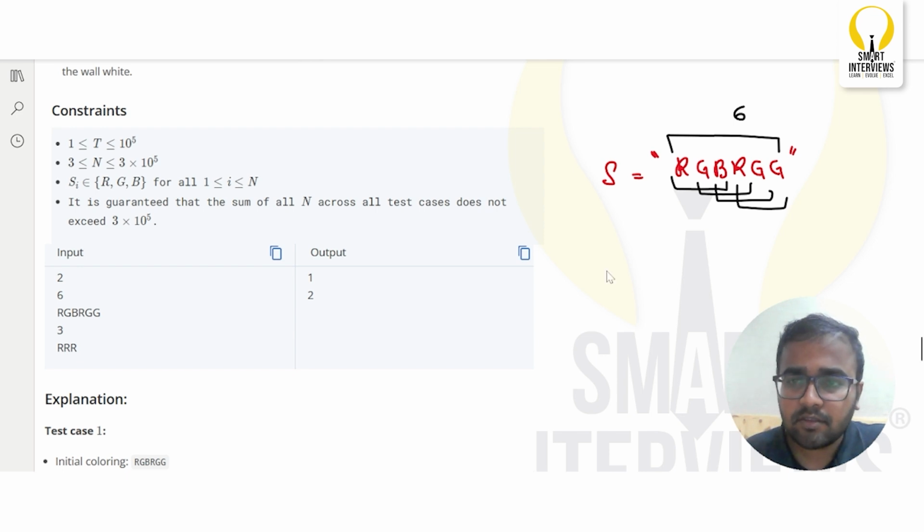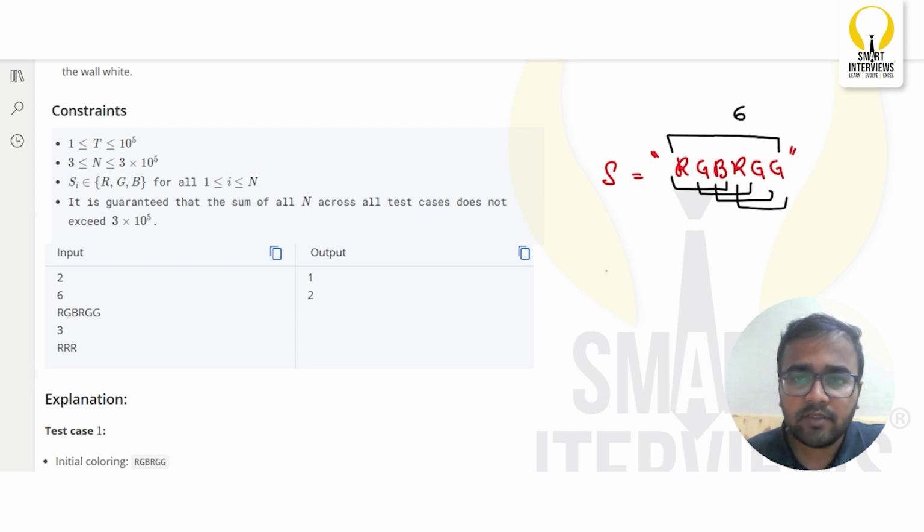Now all the substrings should hold the condition that the number of R's, G's and B's are equal. But do you have that? If you observe, the substring of size 6 does not. It has only 2 R's, 1 B and 3 G's. The count of B and G is not matching with R. So it is not a white wall. Now we need to convert this to a white wall. Let's see how we can convert.